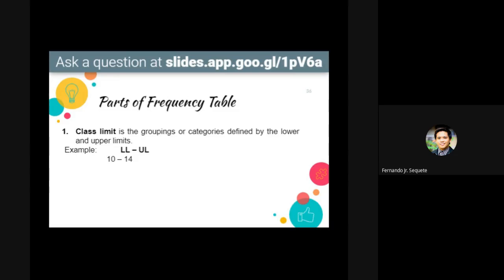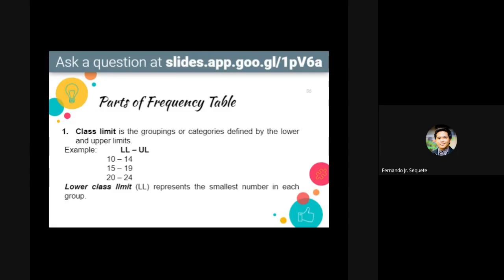So lower limit ang tawag dito, and then upper limit. And we call them the class limit, children. Okay? One of that is what we call the class limit. Nakuha? Next, we also have 15, 19. We have 20 to 24. Okay. So again, our lower class limit represented by LL represents the smallest number in each group.